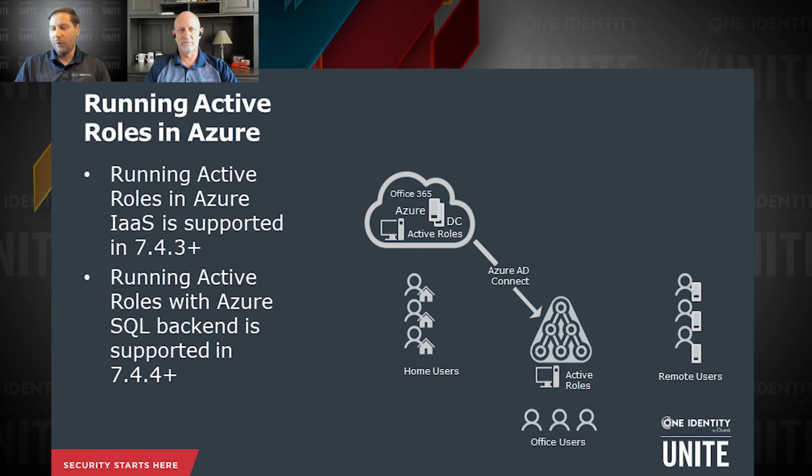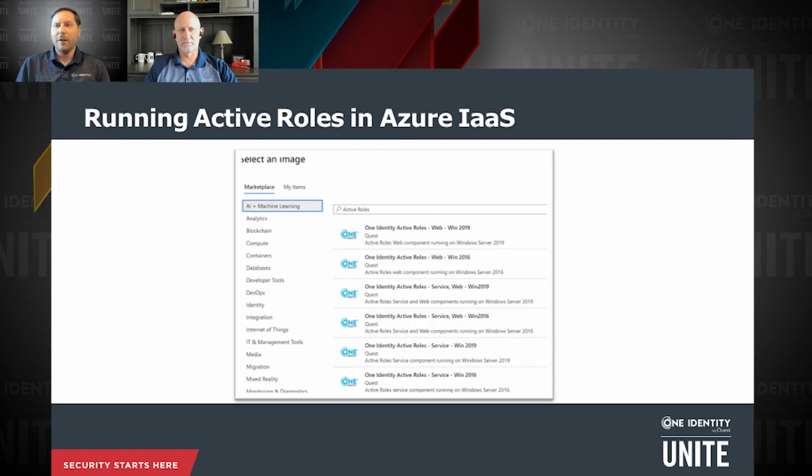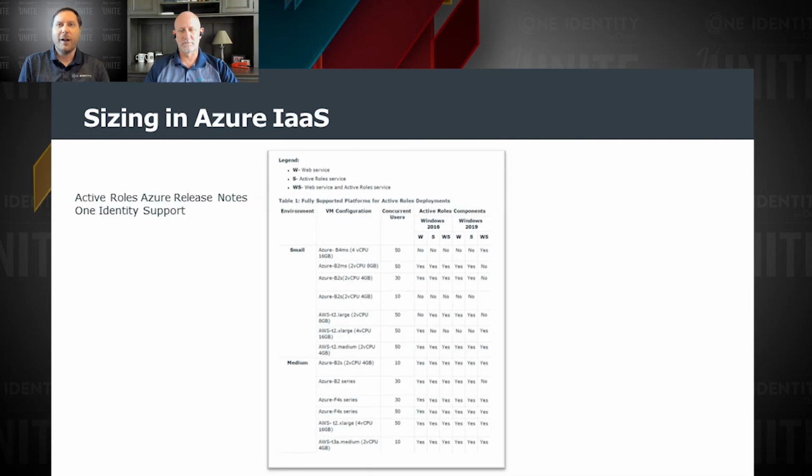We really don't care. But one thing that we do need to keep in mind is which particular systems we're running. You can see here that I've shown you a quick search of what it looks like when you go to find the images, but we need to worry about sizing as well. In the admin guide for Active Roles in IaaS, we have a list of which particular sizings we support.